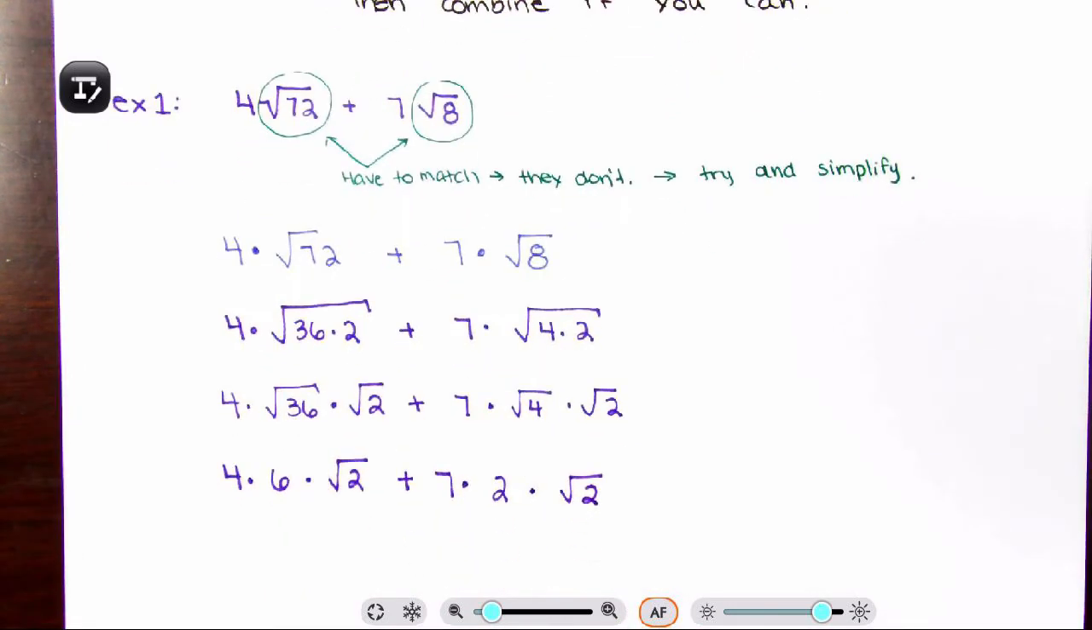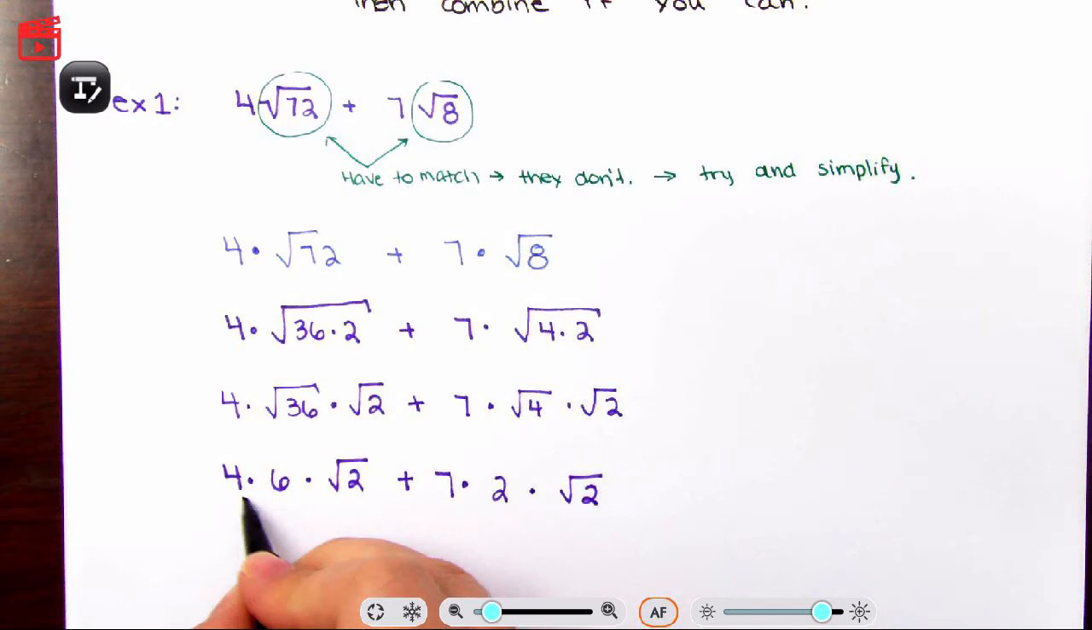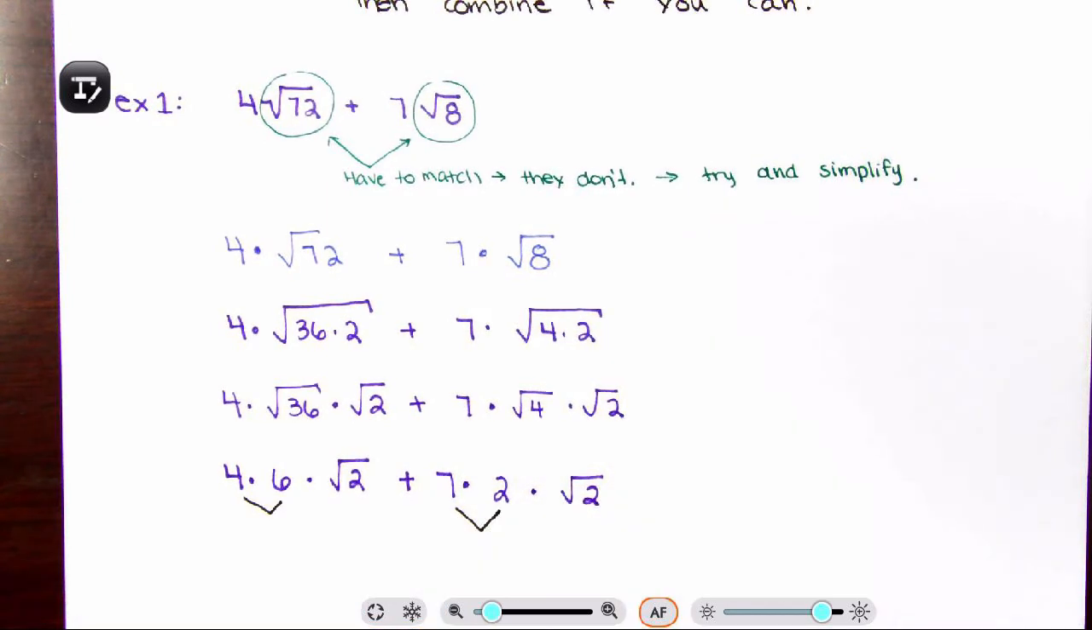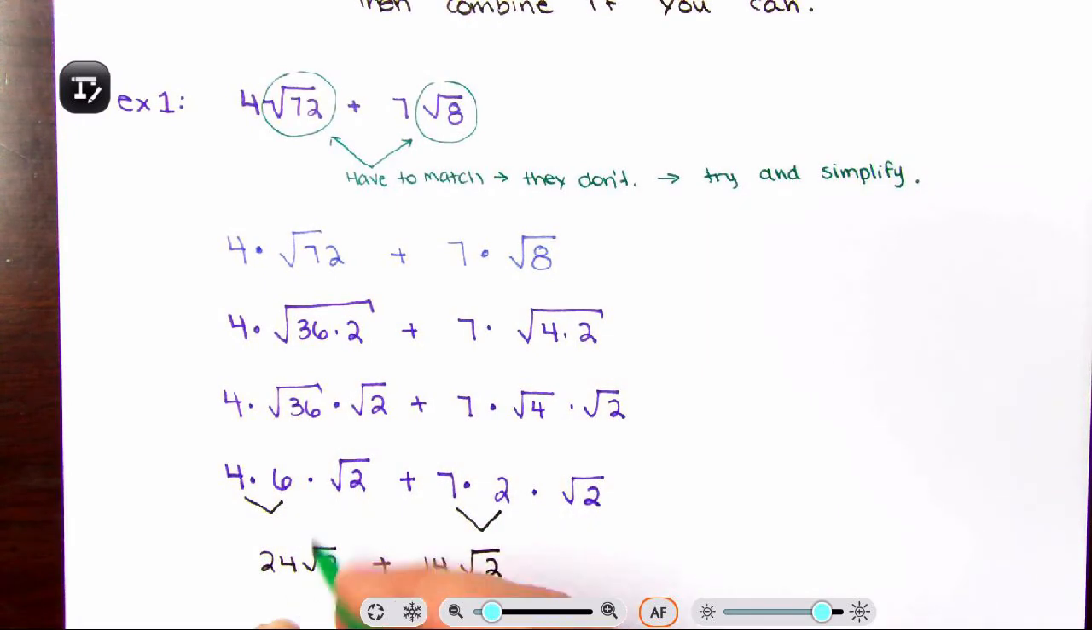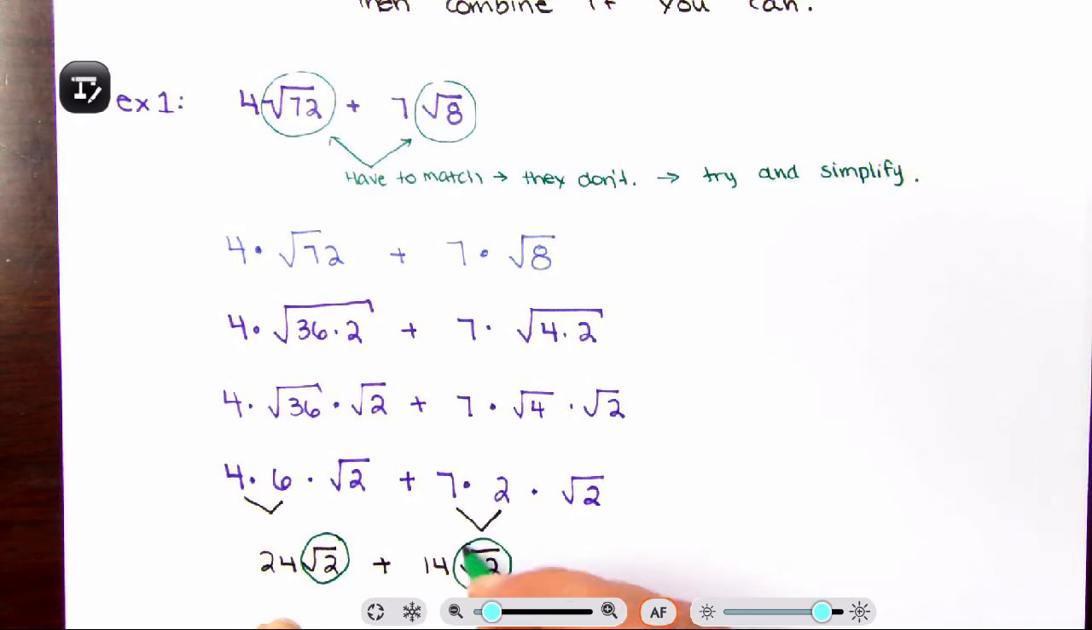Now that we have things the same, we start to combine, but here's the thing. Make sure you're doing things in order, like multiplication comes first. Yes, I get that all of this is multiplication, but we're going to leave these out for our next step. So 4 times 6 is 24. So I have 24 root 2's here, and I have 14 root 2's here. So this is 24 root 2 bubbles, and I have 14 root 2 bubbles.